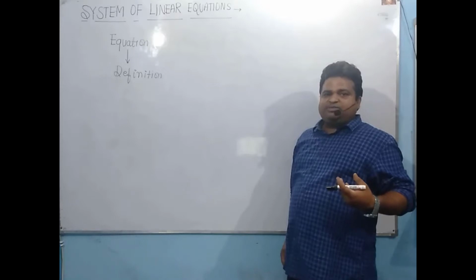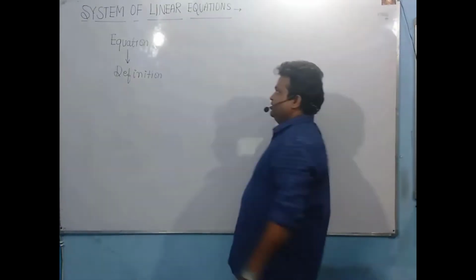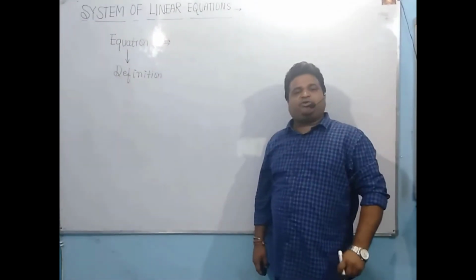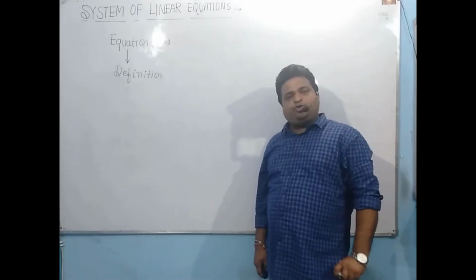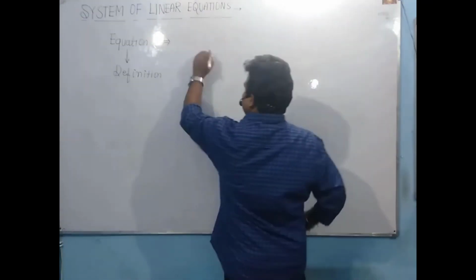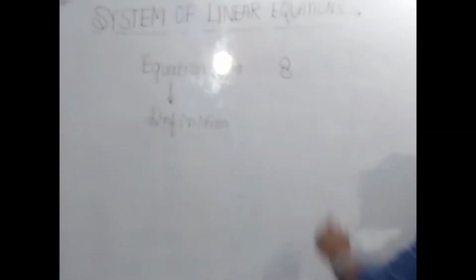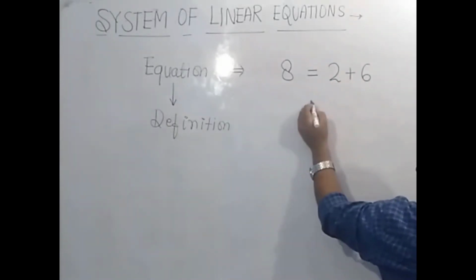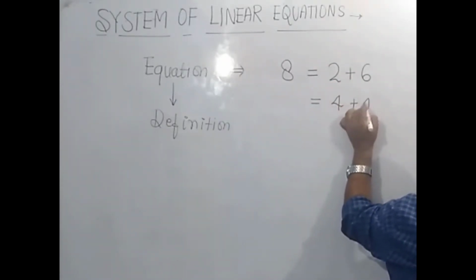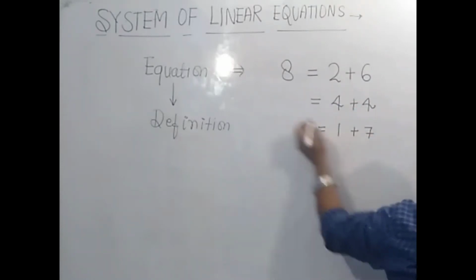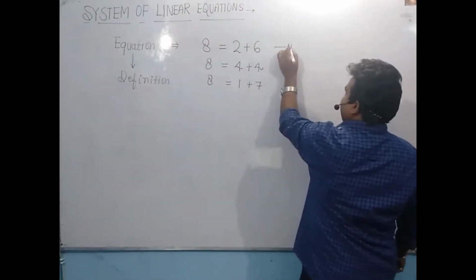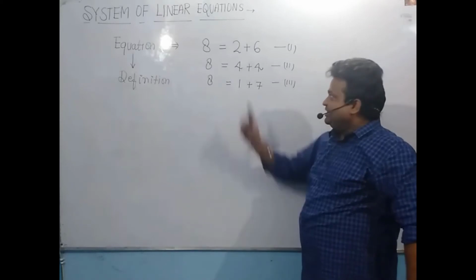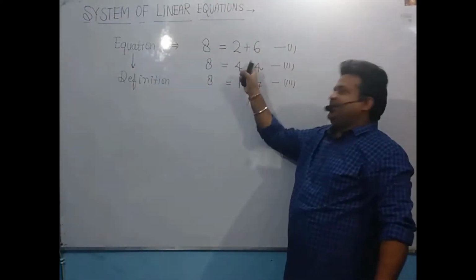So what are the examples of equation? As per the definition, an equation is a statement that says that the value of two mathematical expressions is equal. It means that if I am writing 8, this 8 could be 2 plus 6, or it can be 4 plus 4, or it can be 1 plus 7. So if I am writing equation number 1, equation number 2 and equation number 3, in all three cases the left hand side value is equal to the right hand side value.